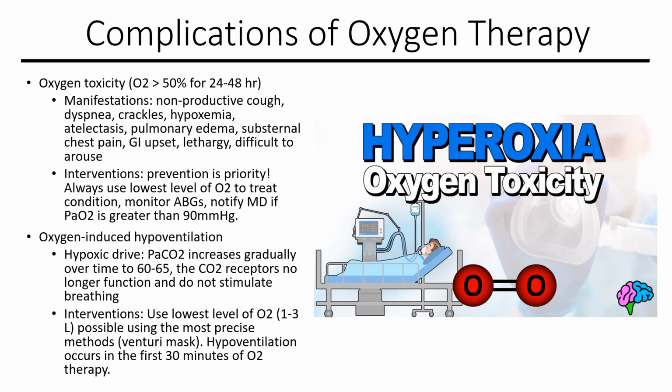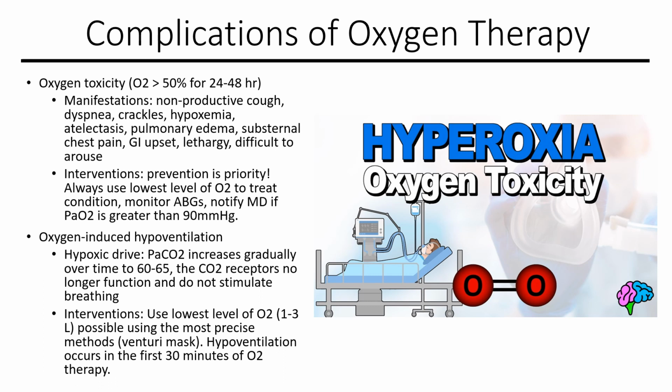So these patients could manifest with a non-productive cough, dyspnea, crackles, hypoxemia, atelectasis, pulmonary edema, substernal chest pain, GI upset, and then it goes all the way to where they can become lethargic, difficult to arouse, and it can get pretty bad. So intervention, obviously prevention's priority. We use the lowest level of oxygen that we can to treat the condition. We're going to monitor their ABGs and notify the doctor if their PaO2 is greater than 90.